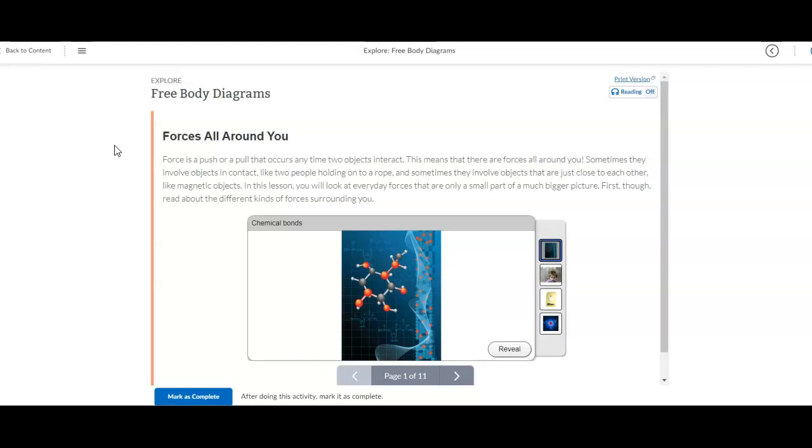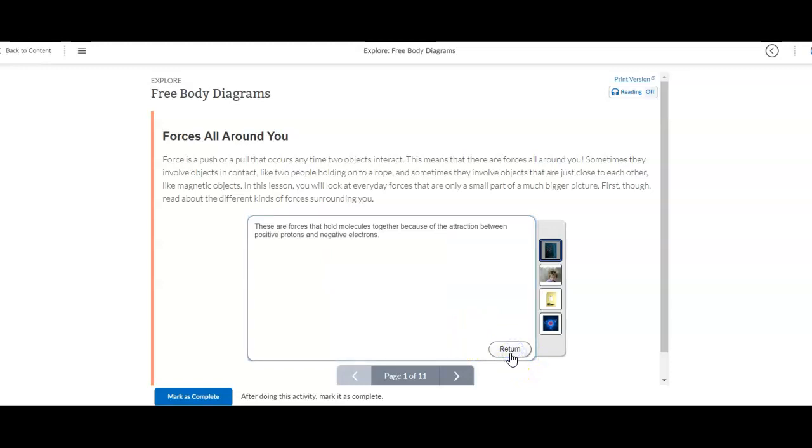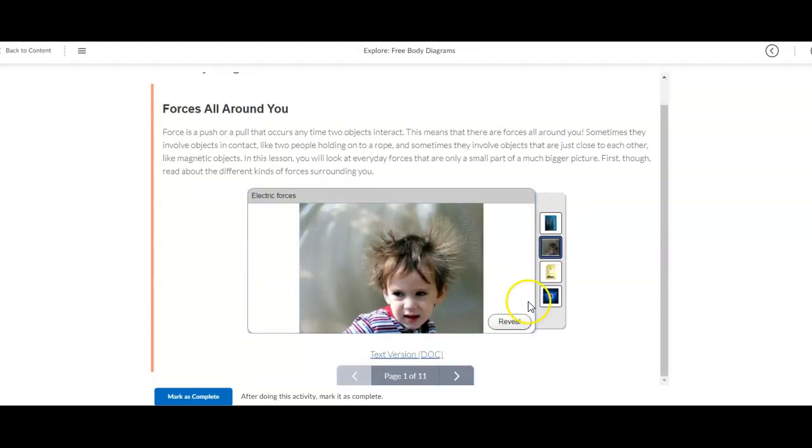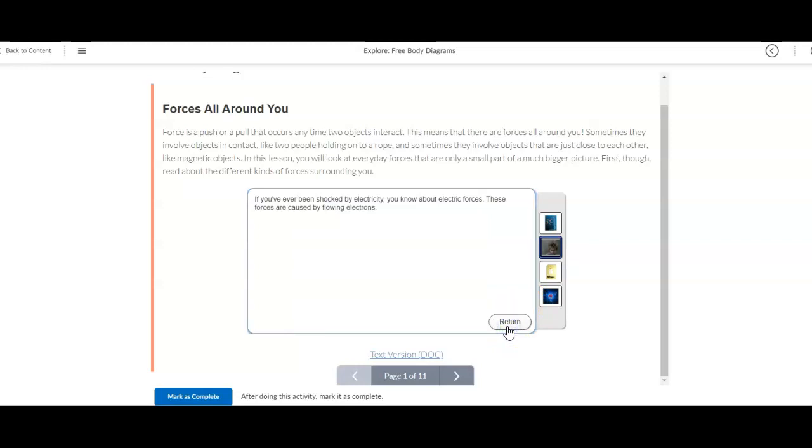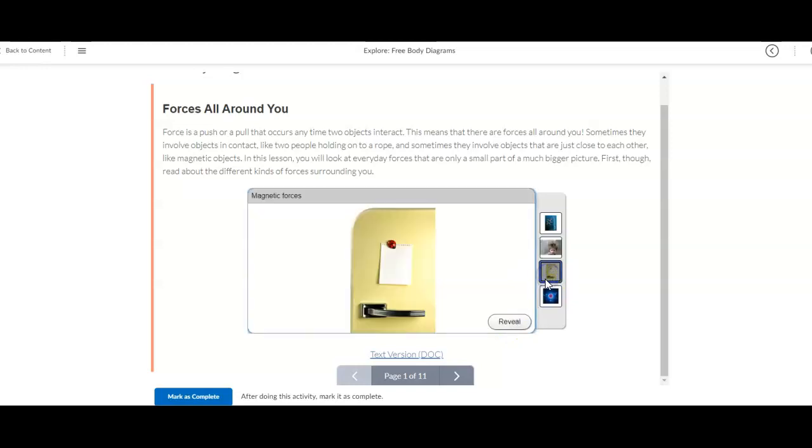In this lesson, you will look at everyday forces that are only a small part of a much bigger picture. First, though, read about the different kinds of forces surrounding you. So to answer question 1, you can put chemical bonds. These are forces that hold molecules together because of the attraction between positive protons and negative electrons. You have electric forces. If you've ever been shocked by electricity, you know about electric forces. These forces are caused by flowing electrons.